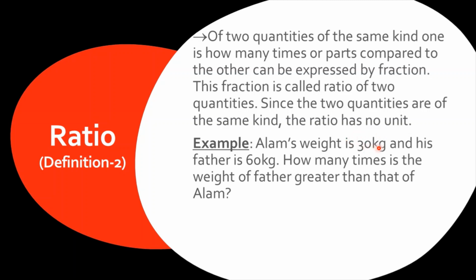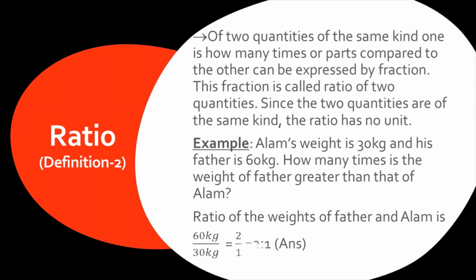Alam's weight is 30 kg and his father's is 60 kg. How many times is the weight of the father greater than that of Alam? Let's solve it. The ratio of the weights of father and Alam is, you can see here, father is 60 kg and Alam is 30 kg. So you can write 60 kg divided by 30 kg, because ratio is one kind of fraction, and if we reduce 60 by 30 we get 2 divided by 1 equals 2:1.